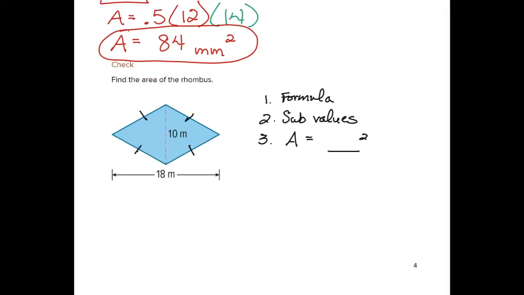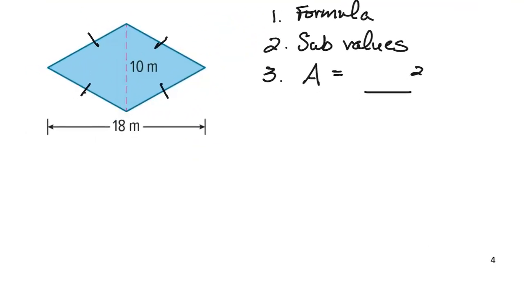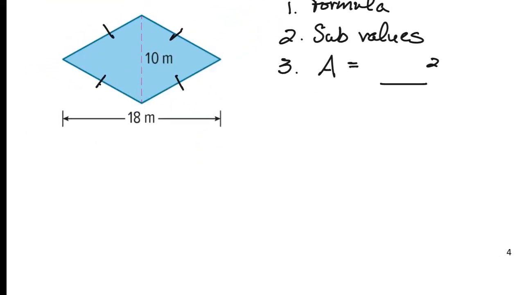So, the formula for a rhombus or a kite. Area, I'll make it bigger up here. Area equals 1/2 d sub 1 times d sub 2. You've got to have that, okay? On the skills check on Thursday, each of these types of problems is going to be worth 3 points.